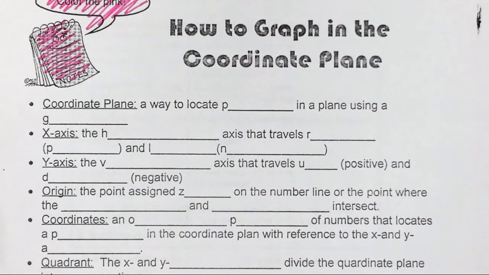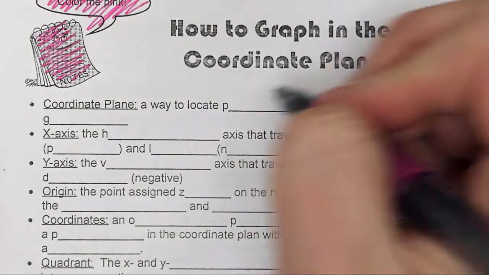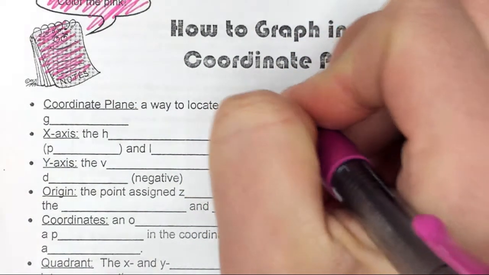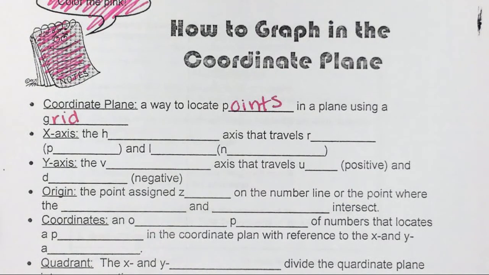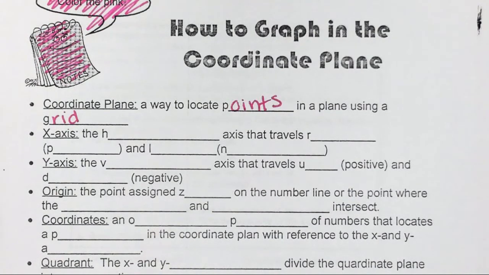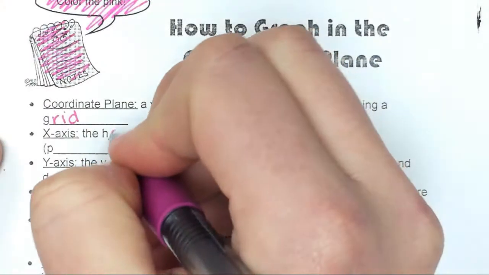The coordinate plane is a way to locate points in a plane using a grid. And a plane is just any flat surface. So this is a way to put points on a flat surface, and we use a grid in order to help us do that.